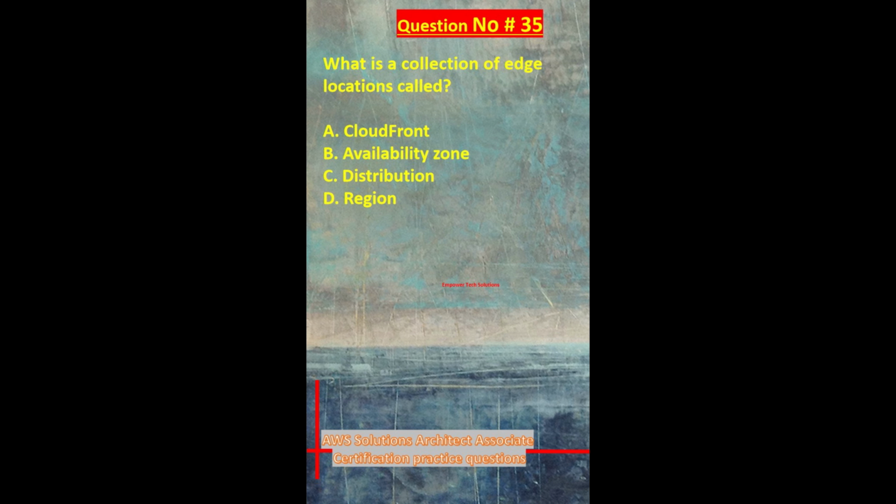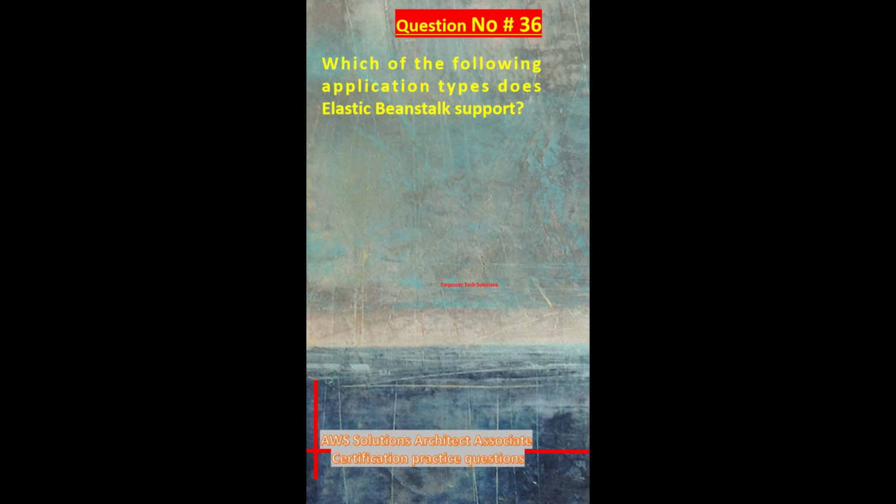What is a collection of edge locations called? A. CloudFront. B. Availability zone. C. Distribution. D. Region.